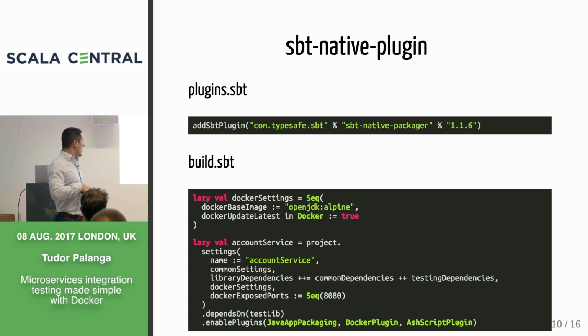And here, this is my project definition. Basically, this is a snippet from a multi-project SBT build. I have the other settings, common settings, and so on. And here, I include these Docker settings. What I have to do is expose the port 8080. You also have to enable the plugin's Java app packaging. This will take care of packing all the libraries and creating a bash script that will start your application. You don't even have to care about it. Docker plugin and the Ash script plugin, because I'm using this particular image, give some extra support for more minimal Linux distributions.